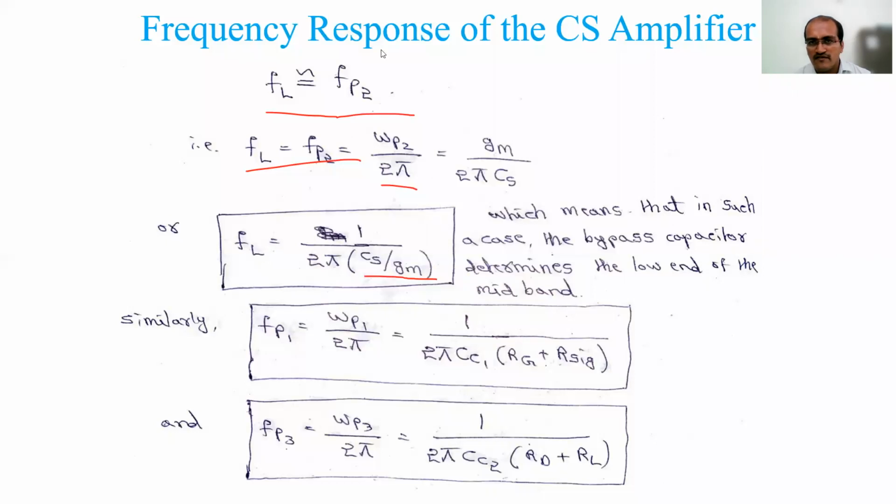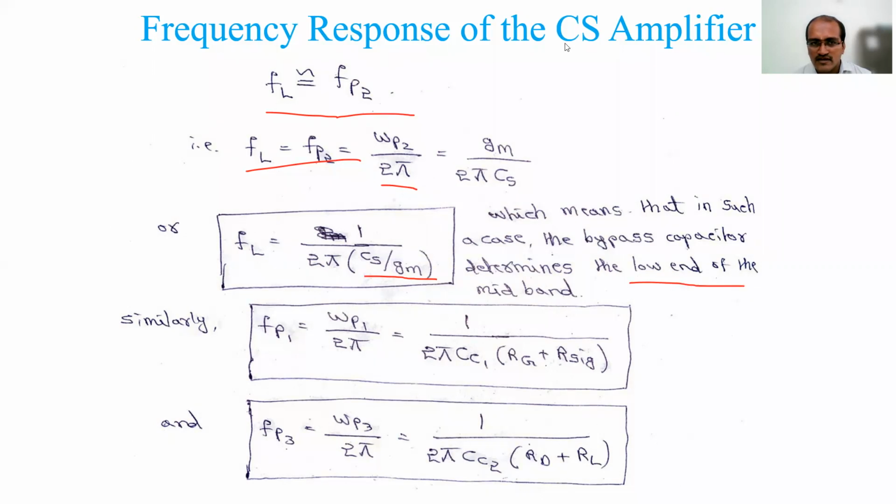Even for FH, you have seen the derivation, and the same way this derivation looks, which means that in such a case, the bypass capacitor determines the low end of the midband. That is the major one. Along with it, we can show the other two also.